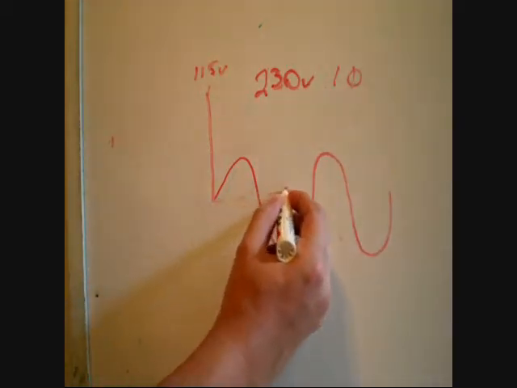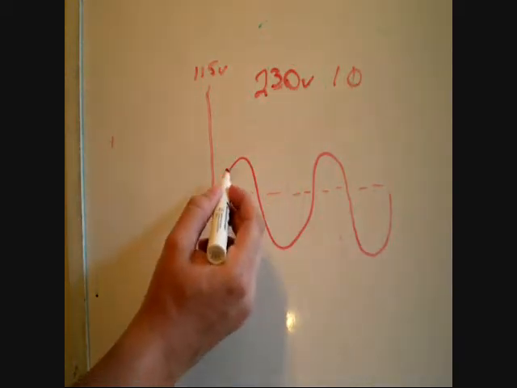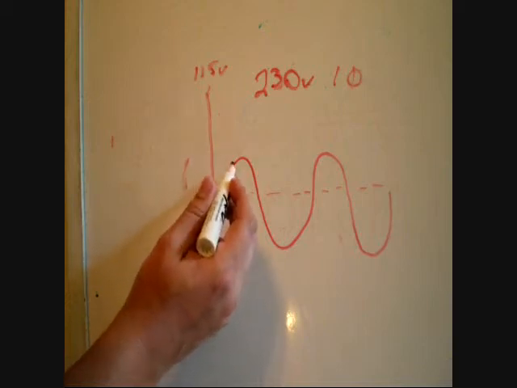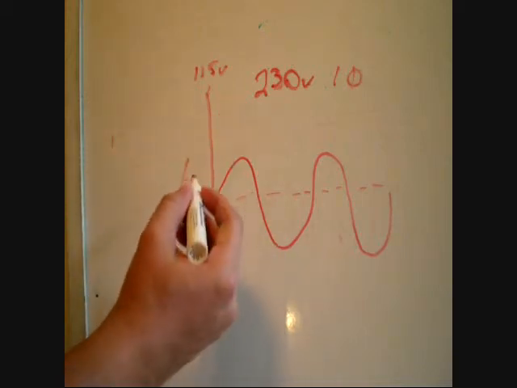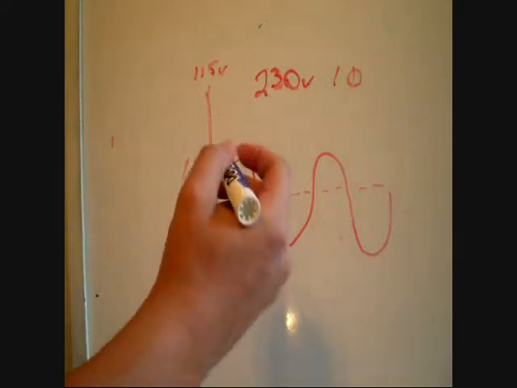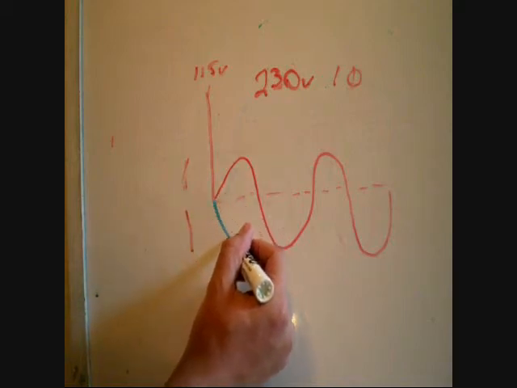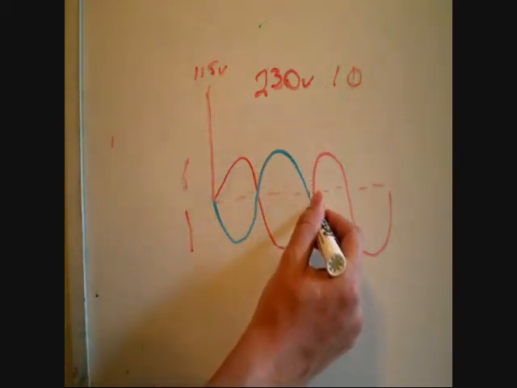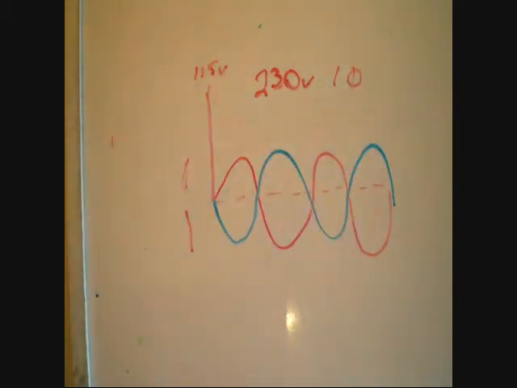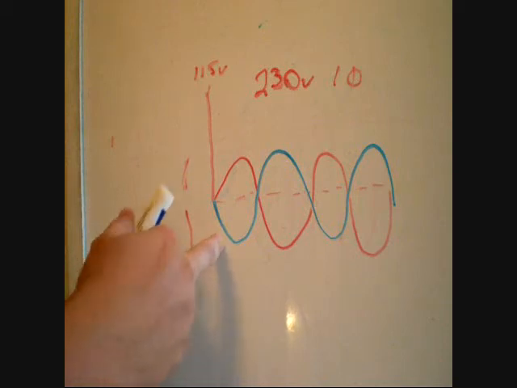Now, if we make our little line here, we know that you have 115 volts when you're on the upside and 115 volts when you're on the downside of the sine wave. But that's our 115 volt sine wave. And of course we draw the other 115 volt like this, because it's 180 degrees out of phase. Same thing, 115 volts on the downside, 115 on the north side.